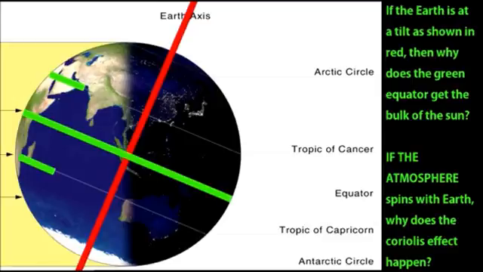So now let's look at the next diagram, and we'll take the red line and put it straight through the Earth's axis. And if the Earth is at a tilt, as shown with the red axis there, then why does the green equator get the bulk of the sun? The equator doesn't even make a difference anymore. It's no longer the middle. And if the atmosphere spins with the Earth, then why does the Coriolis effect happen at all? How could the spinning of the Earth cause winds to go in certain directions or cause anything to happen if the entire atmosphere is connected to the Earth as it spins? Should make no difference at all. But of course, we know how the globe earthers work.